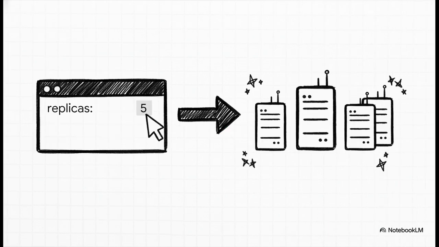Need to scale up? You don't have to run some complicated script. You literally just open a YAML file, change a number from, say, replicas 3 to replicas 5, and apply it. The system automatically sees that you want 5 nodes but only have 3, and it creates the new ones for you. It's a huge shift from telling the system how to do something to just telling it what you want the end result to be.